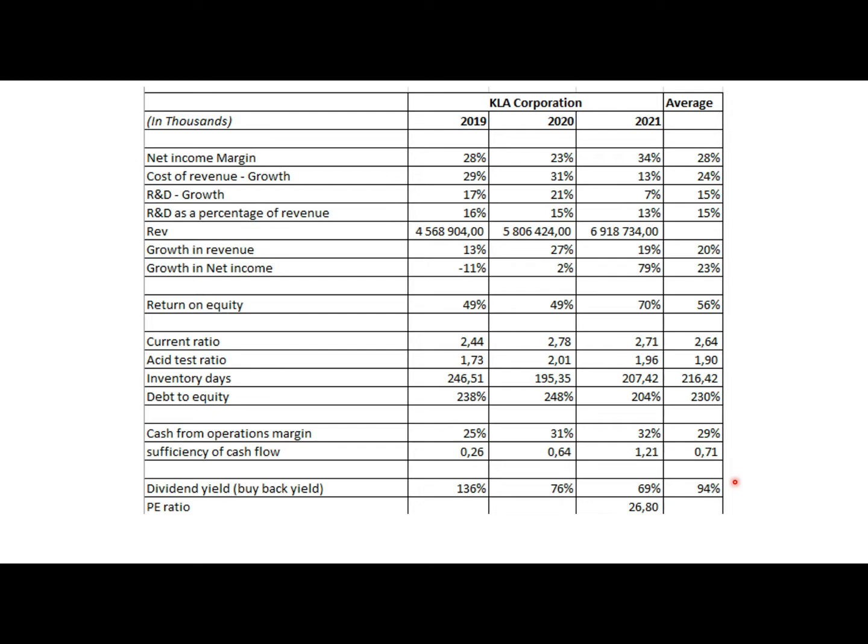Now the return to shareholders. Now this is the total return to shareholders. This will include dividends and buyback. So the KLA does engage in dividends and buyback. It's a very good margin. It's a very good yield that returns to shareholders. Very pleasing.